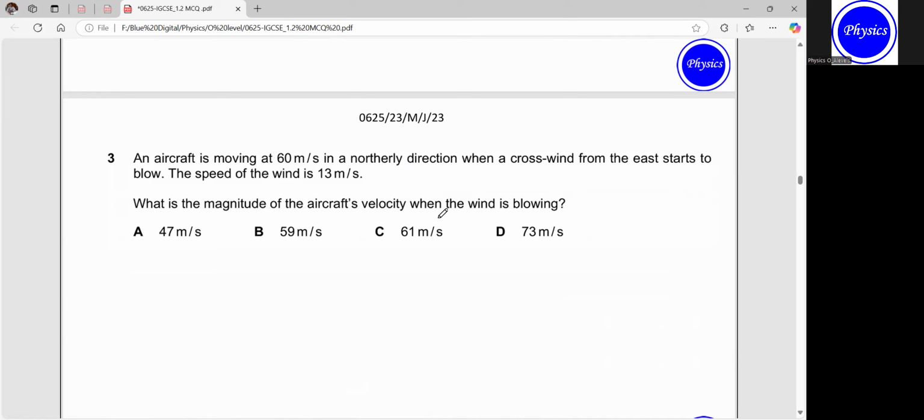Okay. The next one, an aircraft is moving at 60 meters per second in the north direction. It's like this. Okay, this is direction. Then there's a wind from the east. So it's going to be like this towards the, yes or no? I'm sorry. So it's going to be like this.